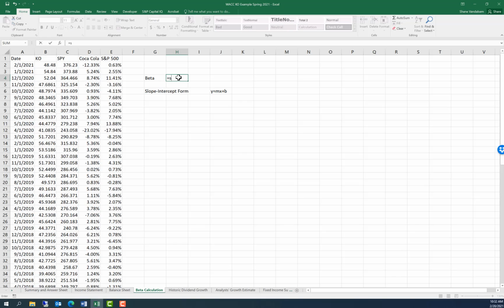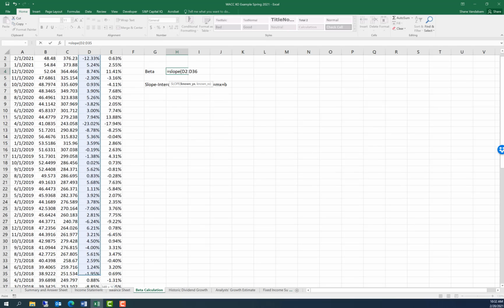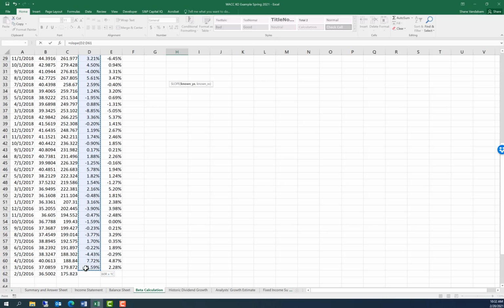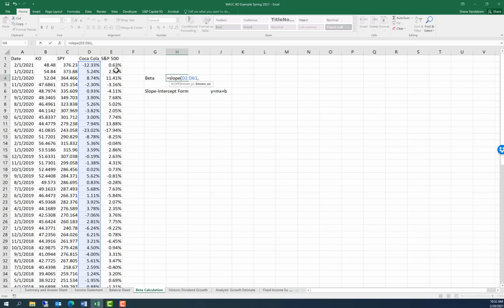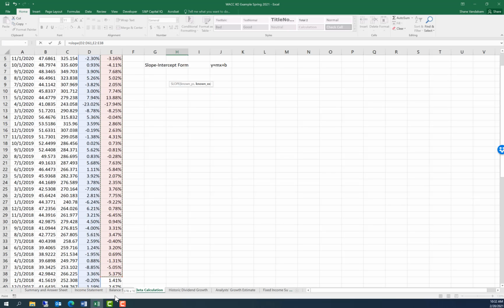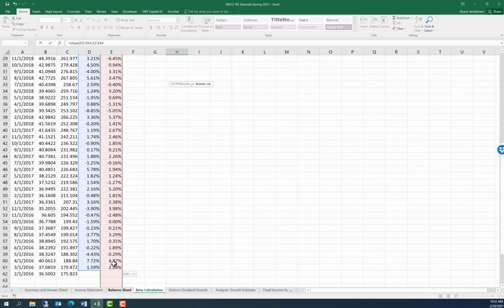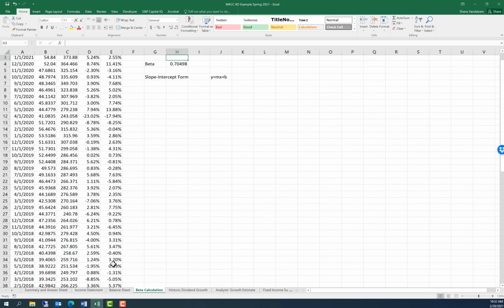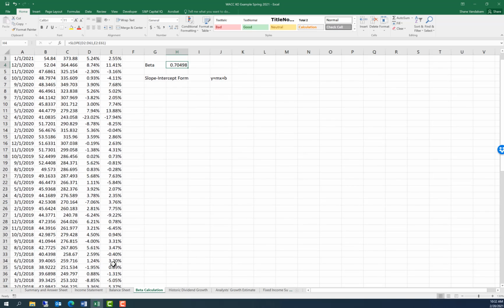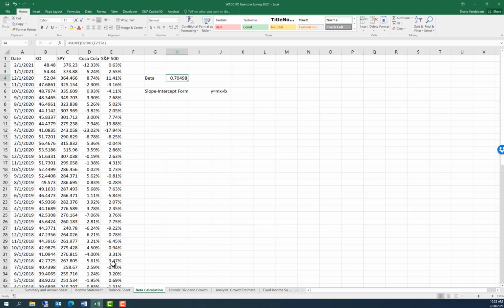So I'm going to put in here equals slope. My known Y's are the Coca-Cola returns, so I'm going to highlight those and put in a comma. And then I'm going to highlight the S&P 500 returns and then close that out to get a beta of 0.70498. I'll pull this up so you can see that a little bit better.